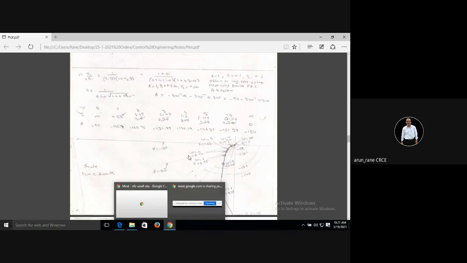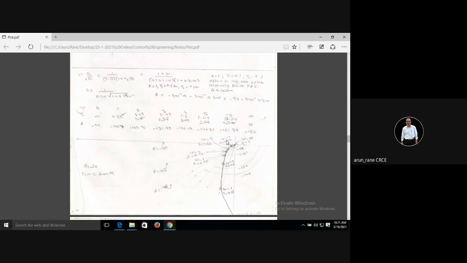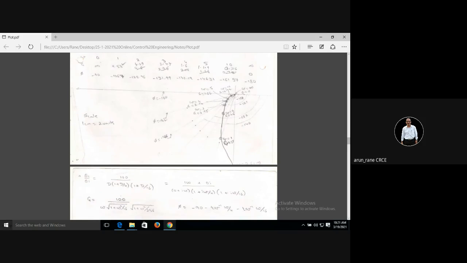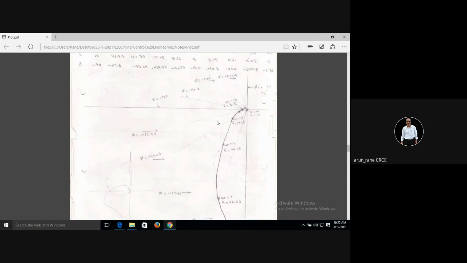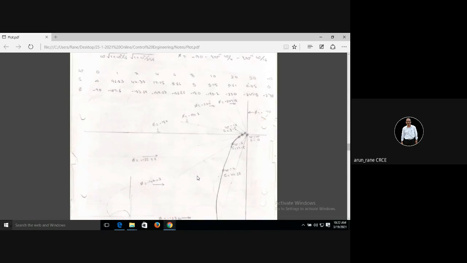There will be one question on this. Now, what is the significance? These are the different polar plots. You can take this as homework. Now you will understand how to plot the polar plot. Now this is again a polar plot.